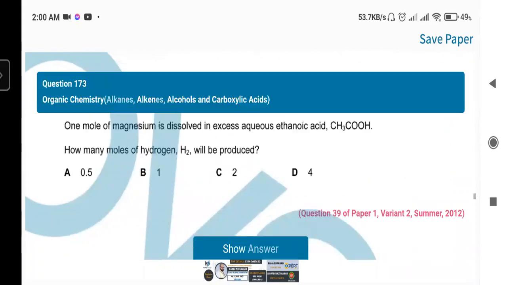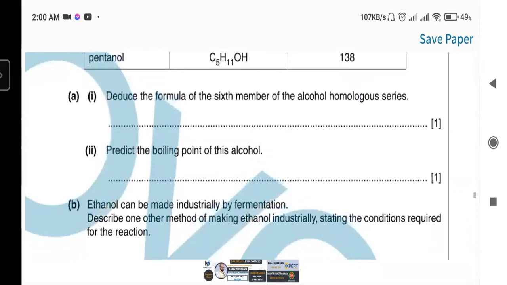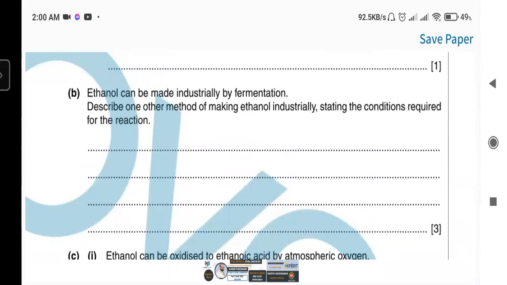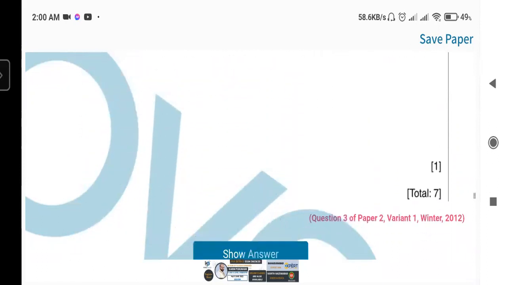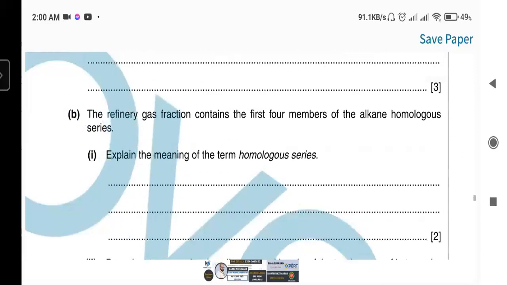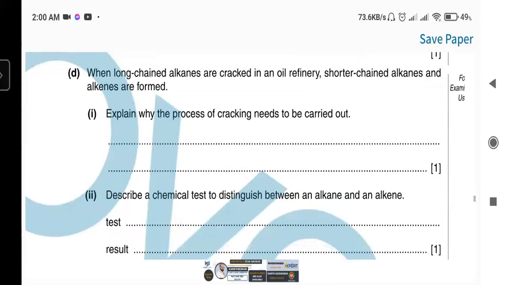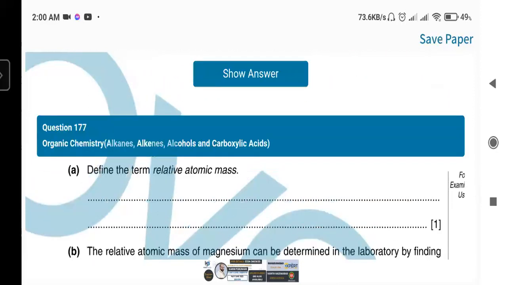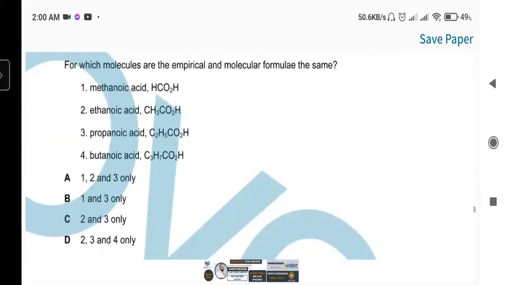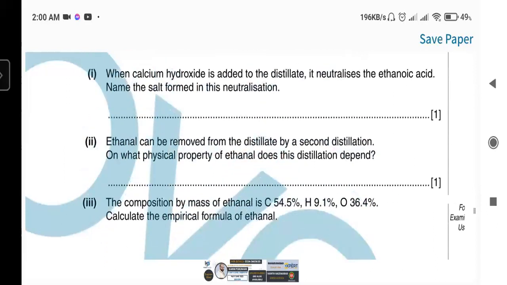So these questions are all from the same concept. Name the six member, predict the boiling point, then fermentation condition, structure of propanoic acid. It's all the same. Meaning of homologous series, isomer of butane, we have just drawn a few moments ago. Cracking. It's all the same. So I think we don't need to discuss anything more about organic chemistry. This is easy.